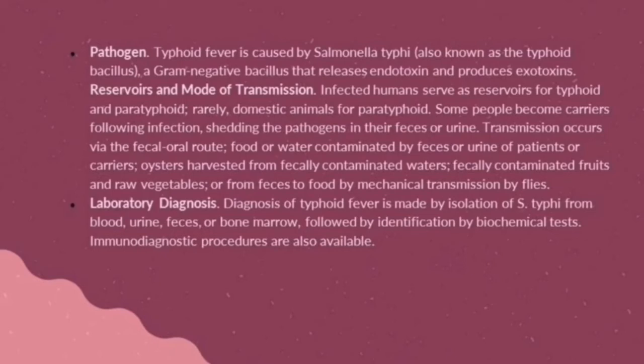Infected humans serve as reservoirs for typhoid and paratyphoid, rarely domestic animals for paratyphoid. Some people become carriers following infection, shedding the pathogens in their feces or urine. Transmission occurs via the fecal-oral route: food or water contaminated by feces or urine of patients or carriers, oysters harvested from fecally contaminated waters, fecally contaminated fruits and raw vegetables, or food contaminated by flies.